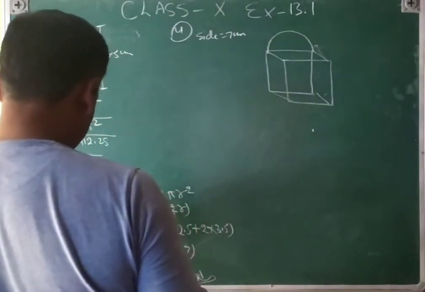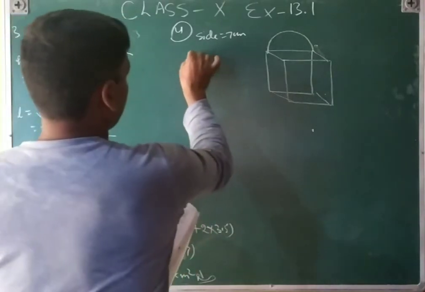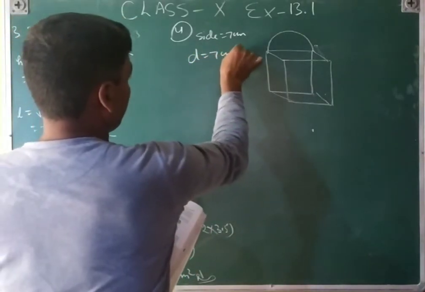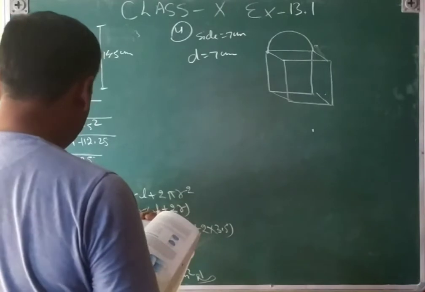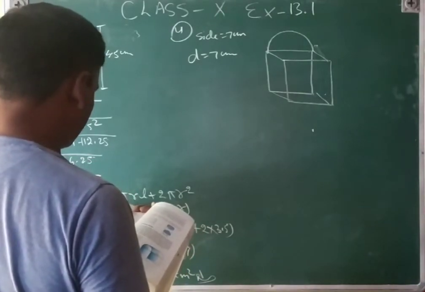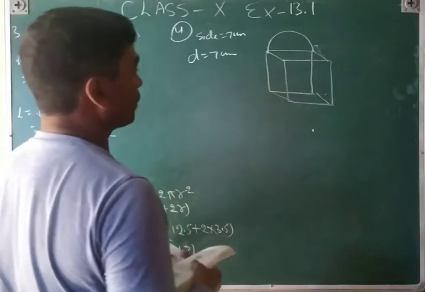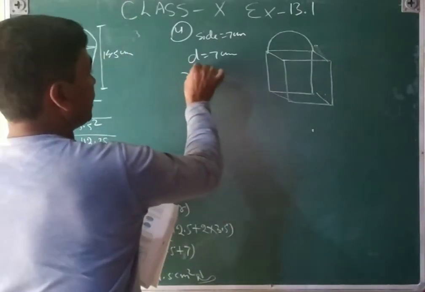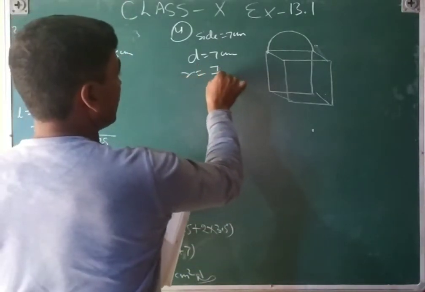Hemisphere. What is the greatest diameter? So diameter is equal to 7 centimeter. Greatest diameter. And then the hemisphere can have, find the surface area of solid. So first of all we need to find the radius, 7/2 centimeter.